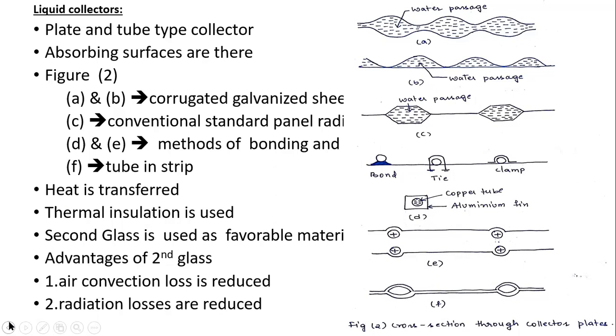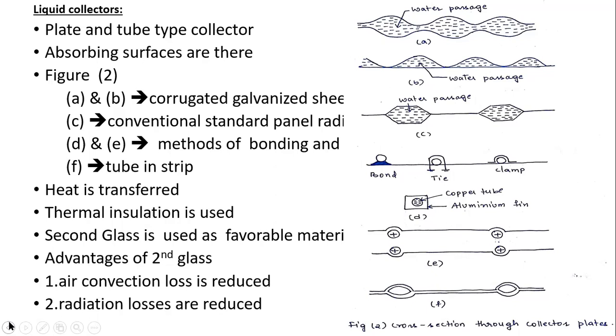It is a standard panel radiator. Coming to figures D and E, these two are the methods of bonding and clamping tubes to flat or corrugated sheets. How the bent sheets, uneven sheets, meaning corrugated sheets, are bonded. Bonded means attached or clamped. How they are connected to the tubes, this figure in D and E shows.